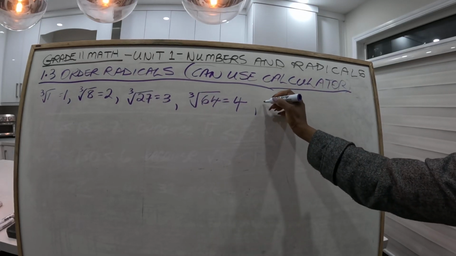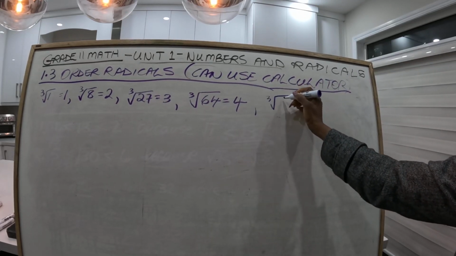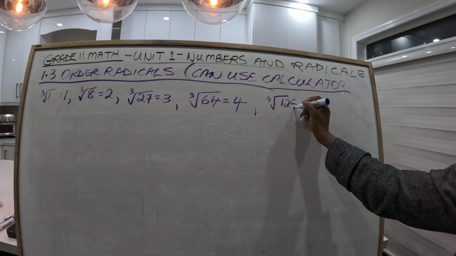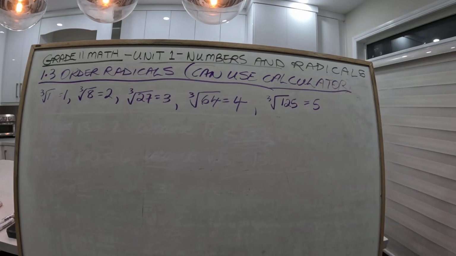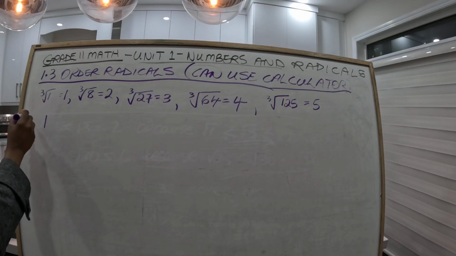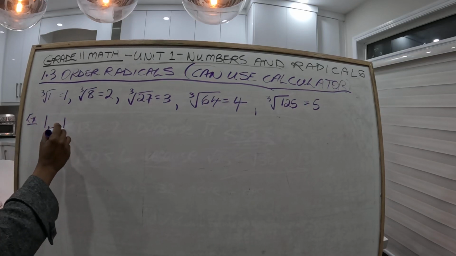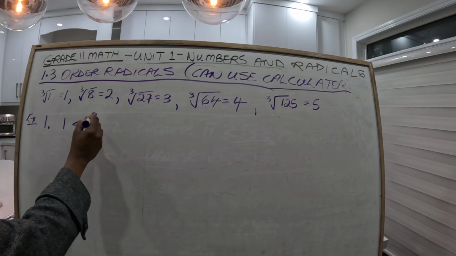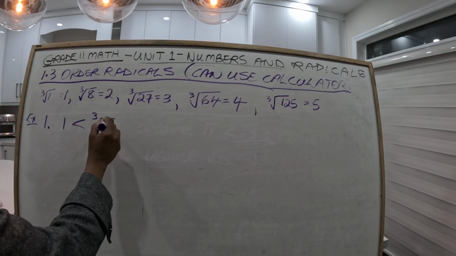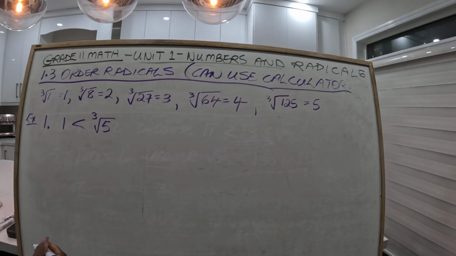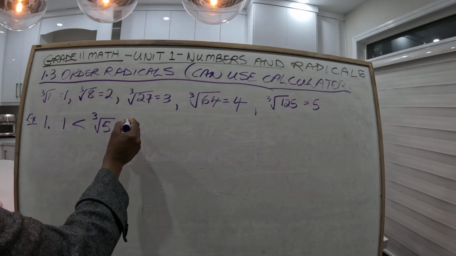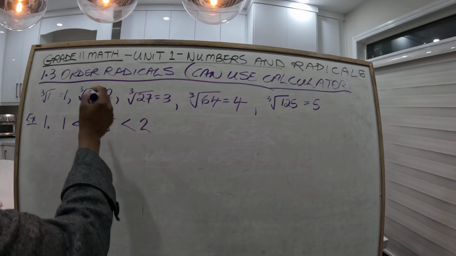And the cube root of 125, and we did that a few times, is equal to 5. So what does that mean? It means that if we have 1 here, so this is just examples, then 1 will be less than the cube root of 5. Because you know where that lies? In between these two, which is smaller than 2. Because we're in between here.